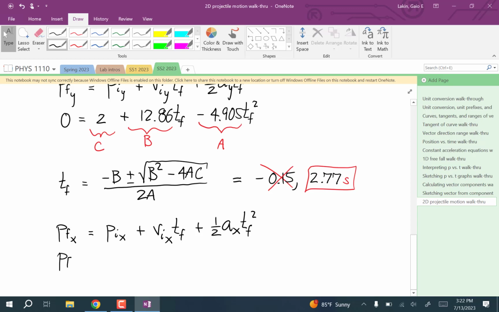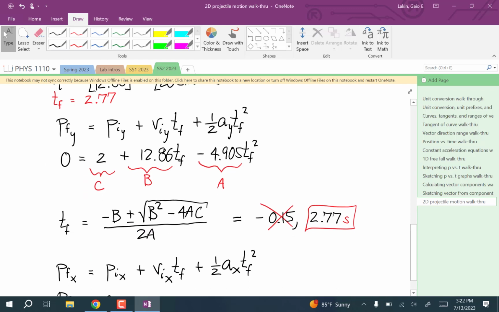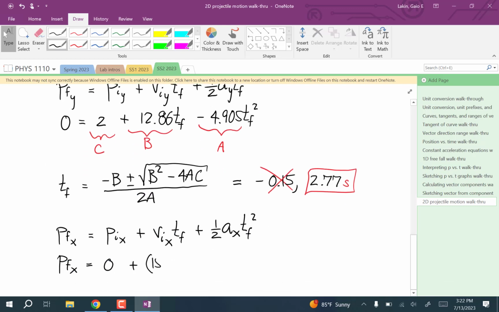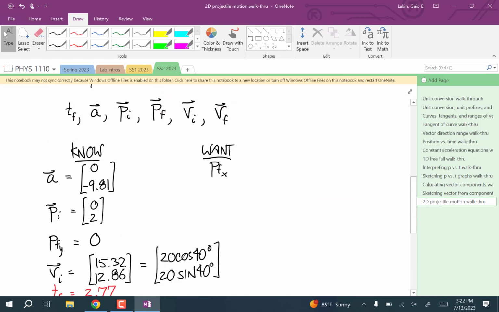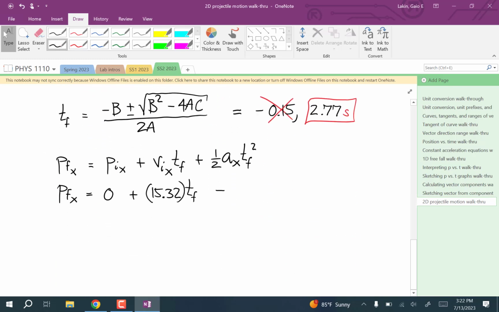And if you plug in the variables that we know, PFX is equal to 0 plus VIX is 15.32. The last thing that could trip you up here is what's AX? It's easy to make the mistake of putting the negative 9.81 in there, but we're looking for the X component of the acceleration, which is 0. There's nothing making objects accelerate horizontally when they're in projectile motion. So this term goes to 0.